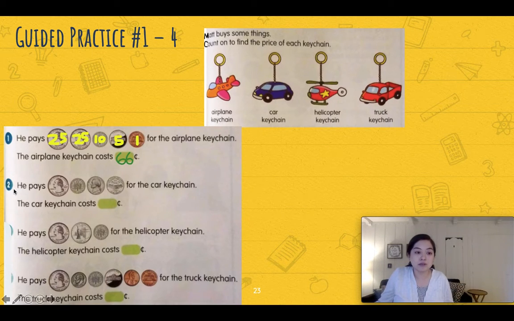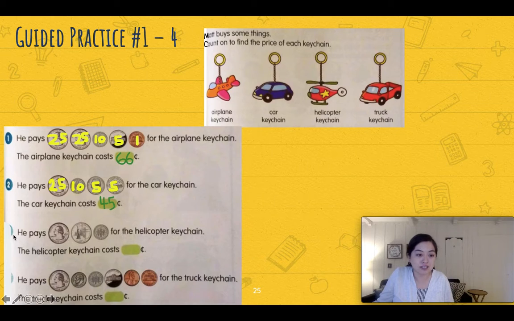Okay, let's look at number 2. He pays these coins for the car keychain. The car keychain costs, well, let's see. I know that that's a quarter, that's a dime, that's a nickel, and there's another nickel. So here are the values of these coins. So let's count on, okay? 25 plus 10 is 35. 35 plus 5 is 40. 40 plus 5 is 45. So the car keychain costs 45 cents.